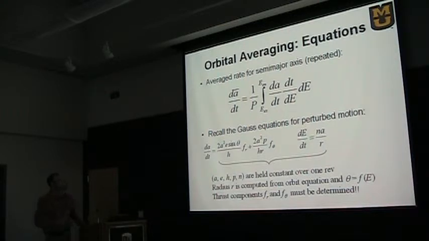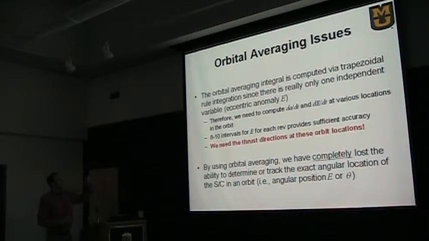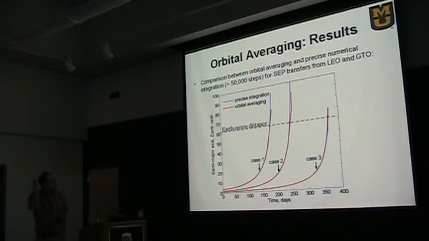So maybe I won't go through this. I do that integration. It's only a function of one variable, so I can use trapezoidal rule integration. When I do averaging, I've completely lost the ability to determine the exact location of the satellite because I've averaged over the angular variable. So that's one thing I have lost. I still have to know how to point the thrust as I go around that one revolution to do the averaging.